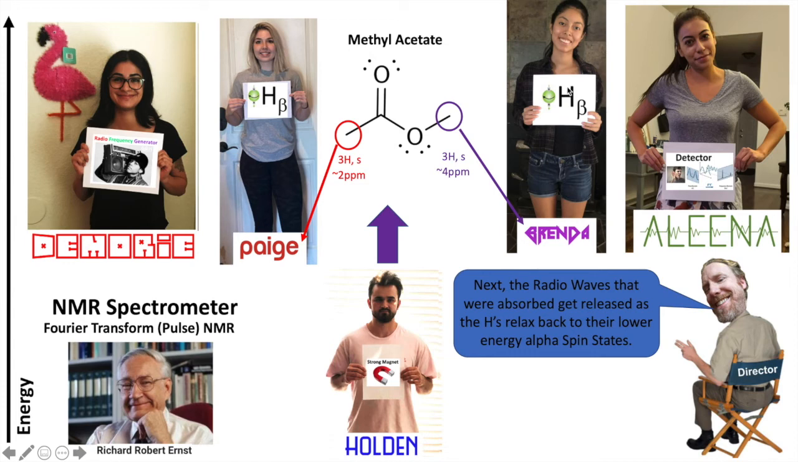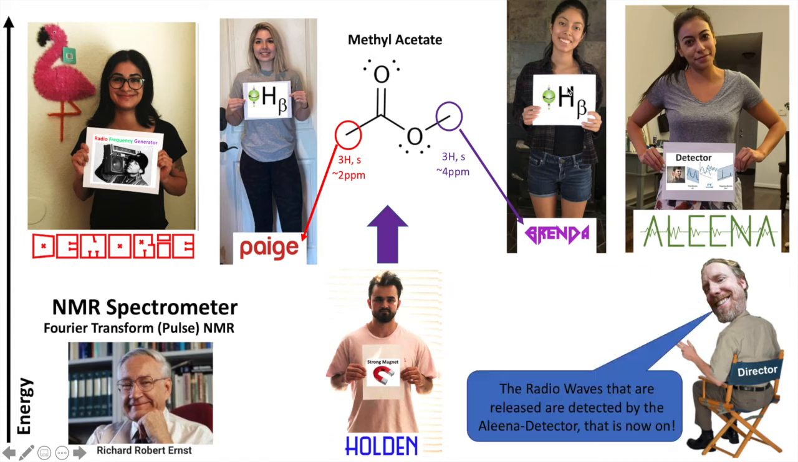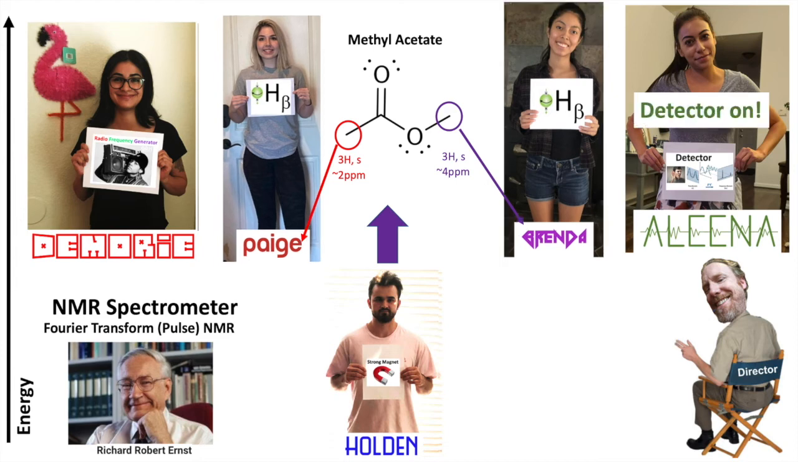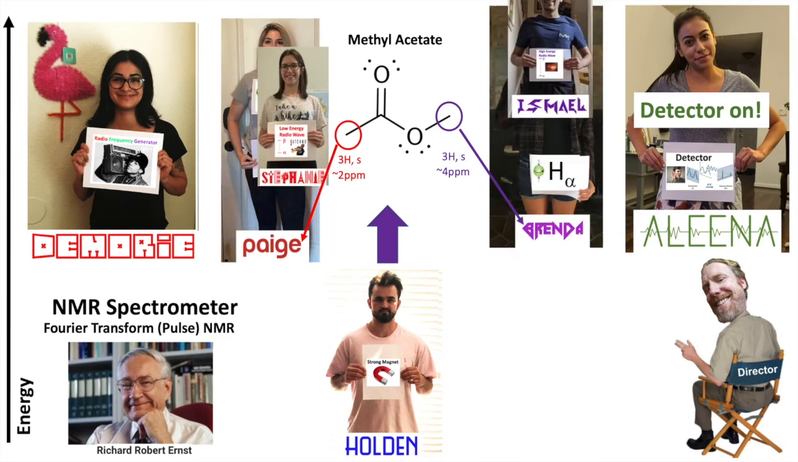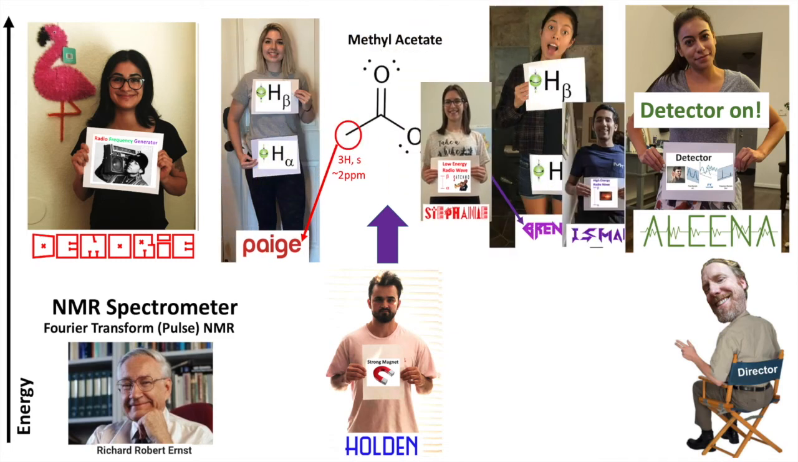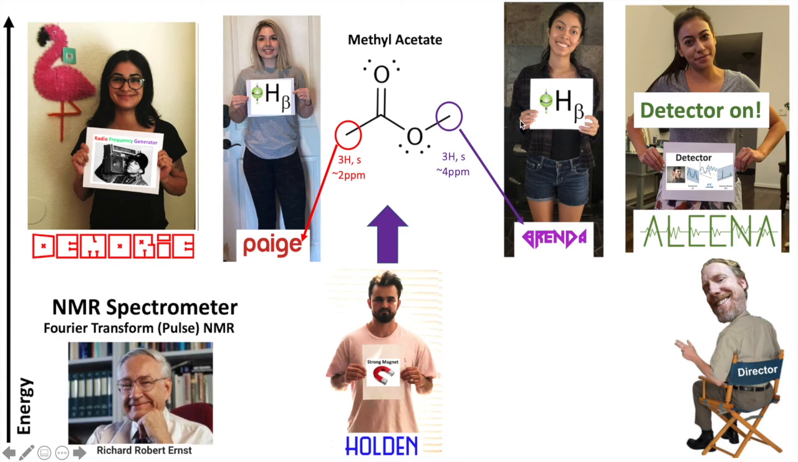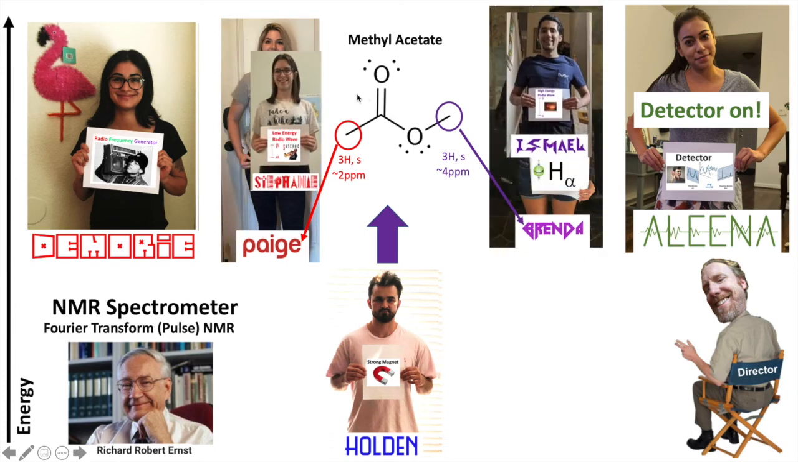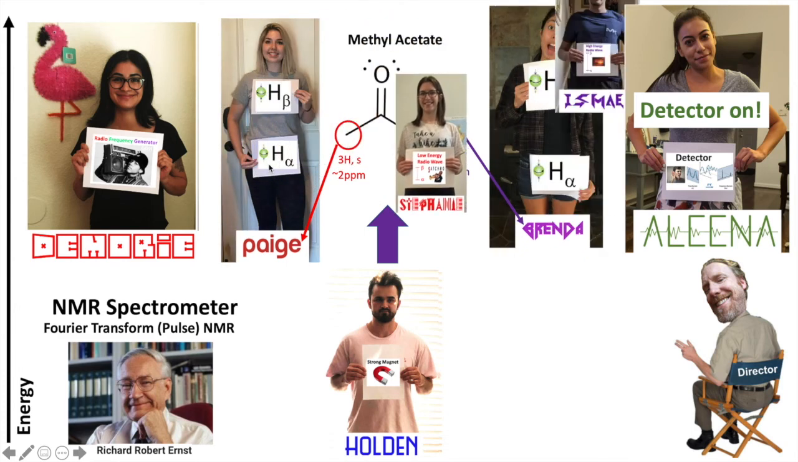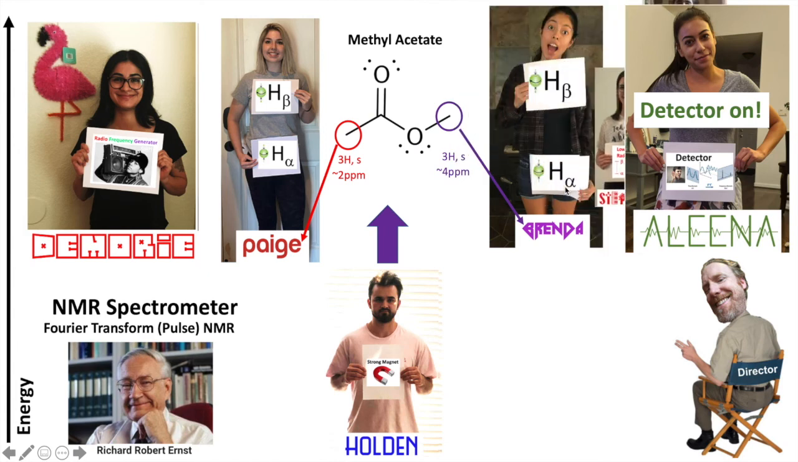Same thing for Brenda. So the radio waves that are released are detected by Alina, the detector, that is now on. So here we go. They relax, and then they're detected. Stephanie and Ishmael are detected. Let me go back and see that again. See how they're both excited, and then they released their radio waves, and now some of them came back down to the opposite state.